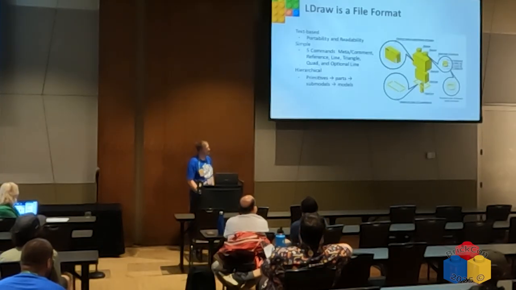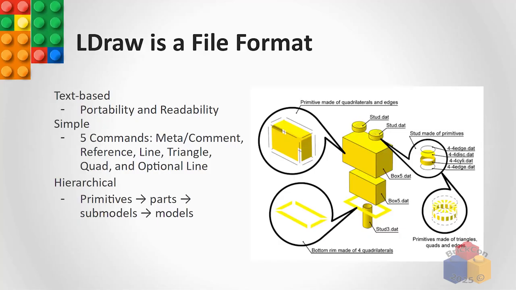So real quick, as you can see, everything is broken down modularly. Here's a 1x2 brick, right? A 1x2 brick is made up of a couple studs, some boxes, an understud, and some quadrilaterals. Since studs are the foundation of the LDraw or of the Lego brick, they have their own file. It's a stud, so we can just refer to it twice.